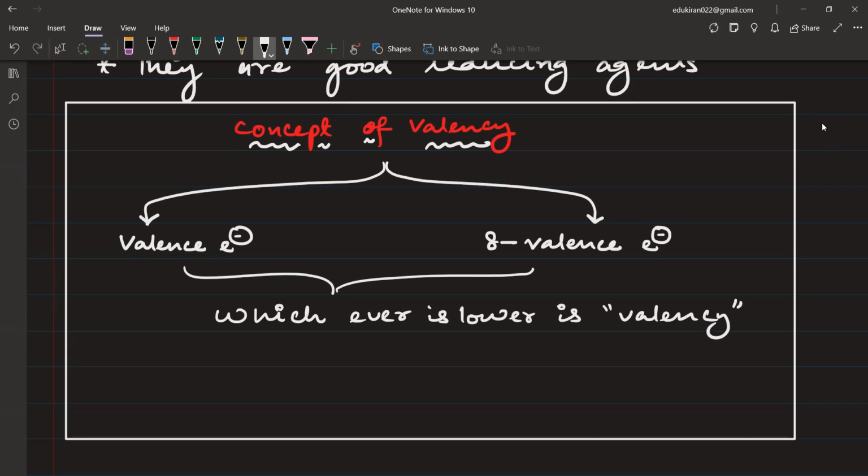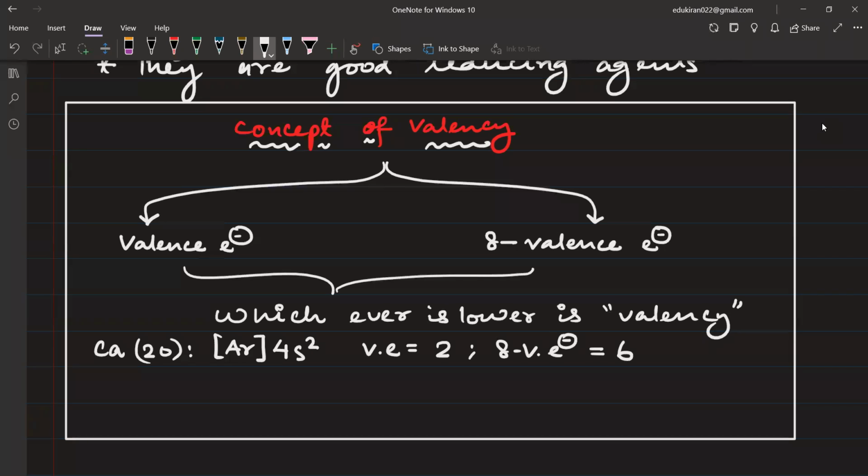For example, if I talk about calcium, atomic number 20, then the nearest noble gas before calcium is argon. Argon is the third period noble gas, so we'll start with 4, and argon is 18, so 4s2. Now here the valence electrons are equal to 2, and 8 minus valence electrons is equal to 6, right? So tell me, what will be the valency, 2 or 6? 2, very good. The 2 will be your valency.